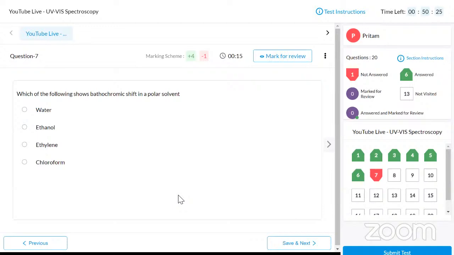Beer's law and Lambert's law combined make the Beer-Lambert's law, and the equation is absorbance equals the molar absorptivity multiplied by the path length and multiplied by the concentration. The path length is nothing but the length of the light path. Next question: which of the following shows bathochromic shift in a polar solvent? Do you know what is bathochromic shift? You must have known that bathochromic shift is basically shift towards higher wavelength.